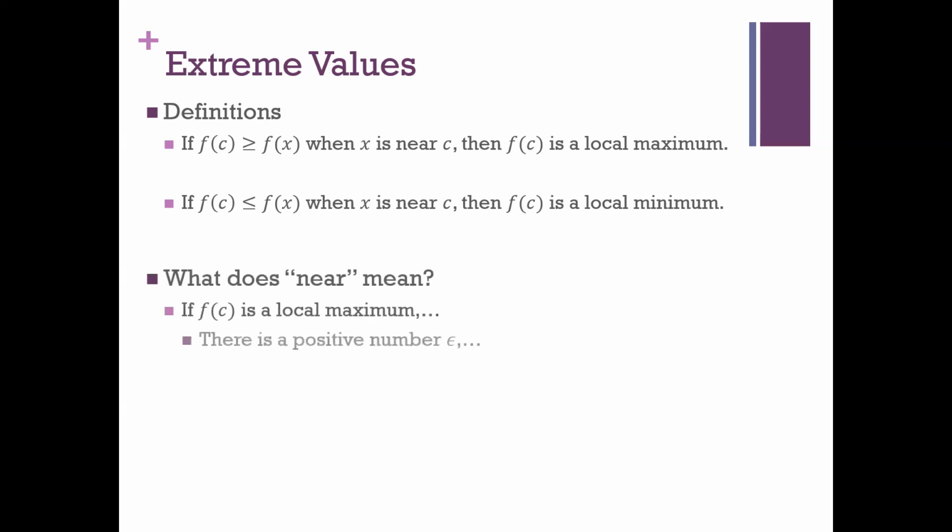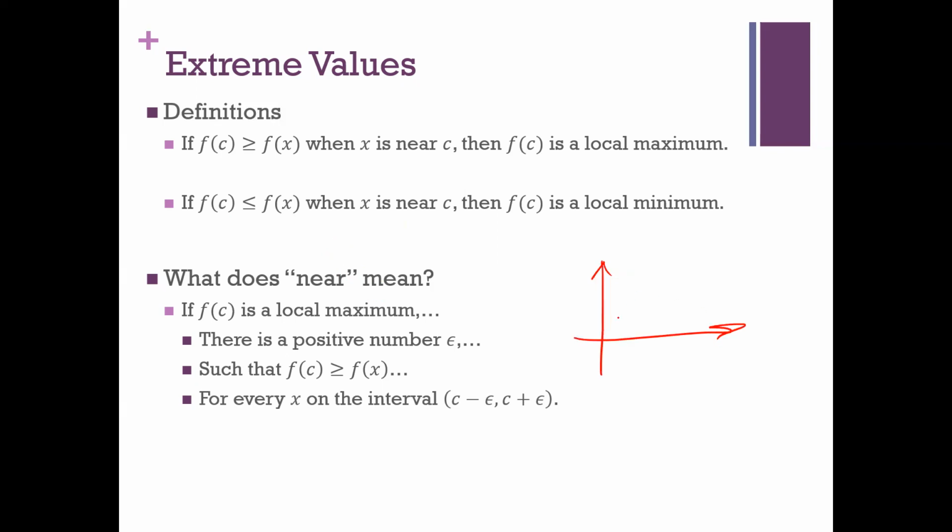So what does near mean? This will go for both maximum and minimum, but I just wanted to spell it out for one of them. If you have a local maximum of f of c, then there's some positive number, just one positive number. So let me just draw a picture. So this right here is going to be the point c, f of c, right? Basically, can I pick some number epsilon where I can have a window on either side where f of c is the biggest point there?